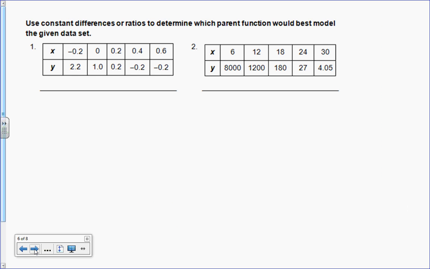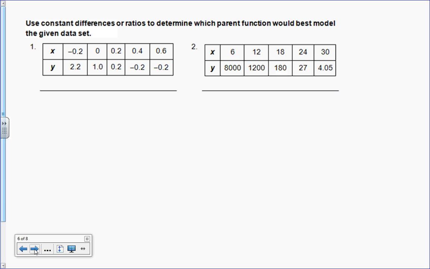All right, let's go to the last page. All right. This one says to use constant differences or ratios to determine which parent function would best model the given data set. All right, and you don't have much room here, so I'm going to write it down below. I would try the division first because you can see it immediately after 2 times because it should work the first time.